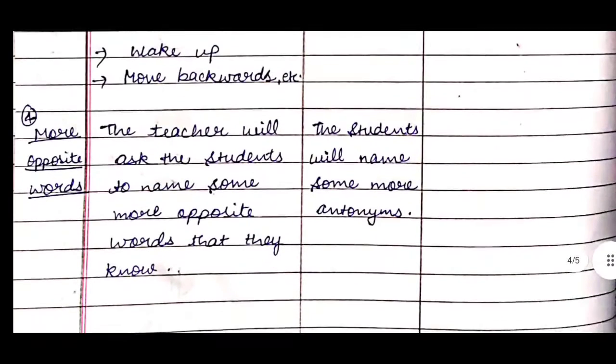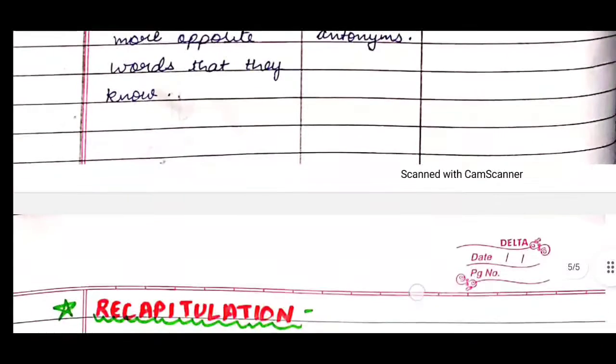Then next teaching point is more opposite words. So the teacher will ask the students to name some more opposite words that they know. Of course there are so many antonyms, so they'll name some. What will the students do? The students will name some more antonyms. So this will be a discussion.